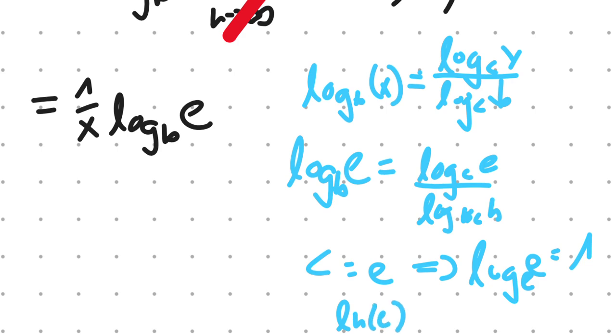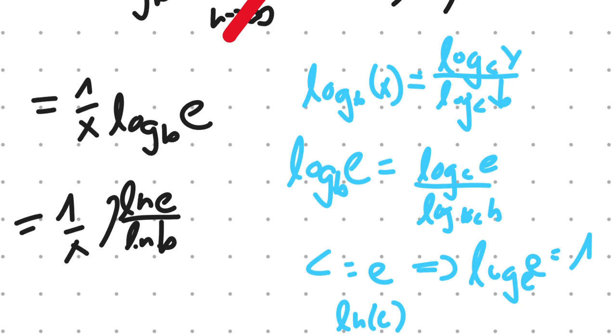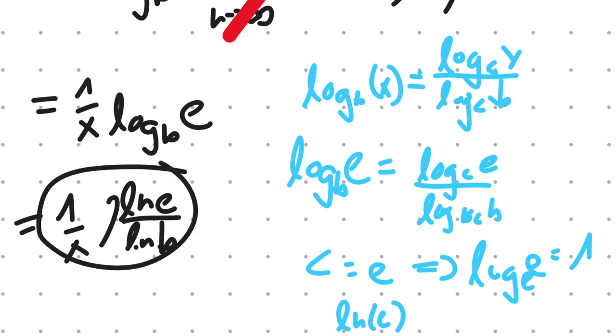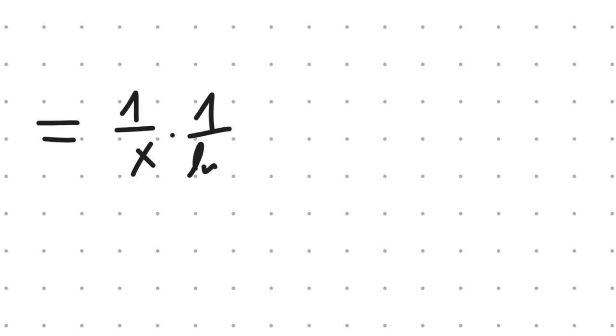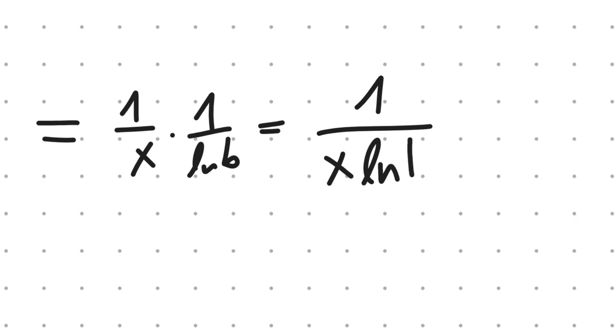c should be e, so that the logarithm of e to the base e is equal to 1, which is ln of e. So now we would rewrite it as 1 over x times the ln of e divided by ln of b. Now, since ln of e is equal to 1, we would get the final formula of the whole thing. So we would have 1 over x times 1 over ln of b, which is equal to 1 over x times ln of b. And now we have proven the formula.